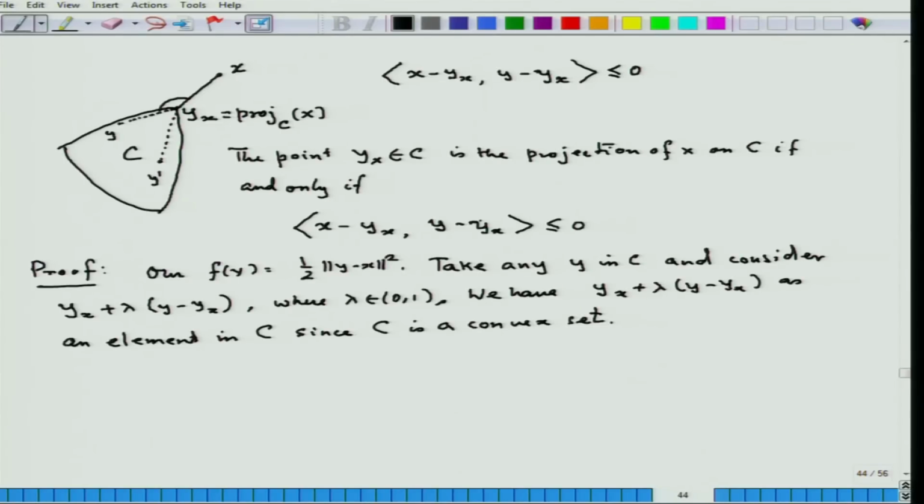Now, what do I know? Suppose I know that y x is the projection. So, we are starting with the fact that y x is a projection. If y x is the projection, it would imply that f of y x must be the minimum; y x is a minimizer. The projection points are obviously minimizers of this function. Because this is an element in C, it will obviously satisfy this.